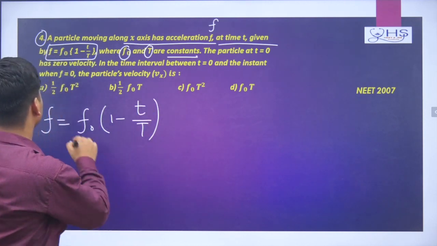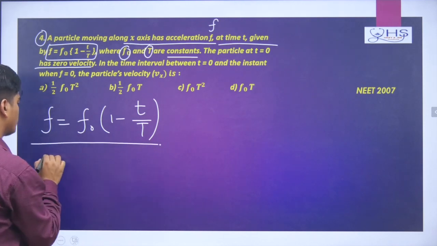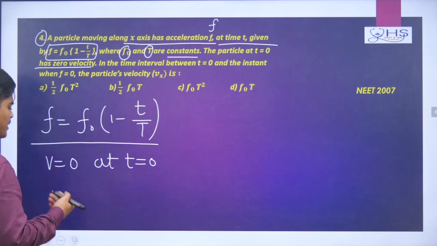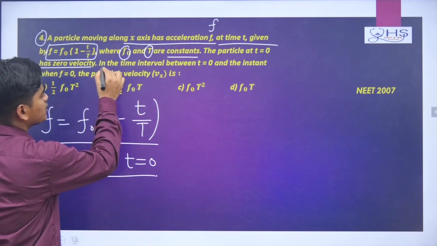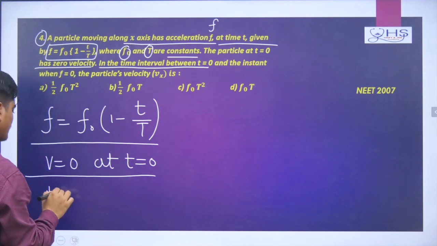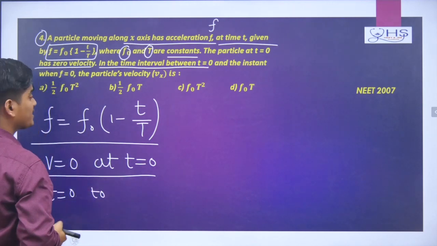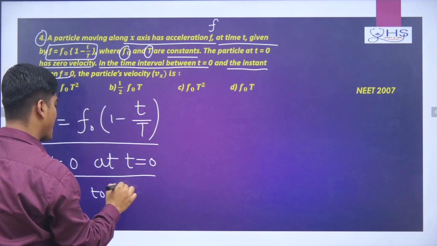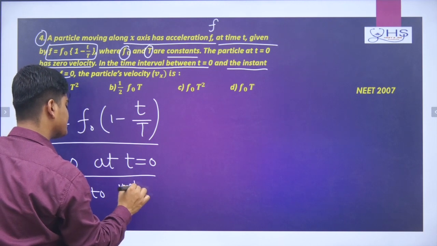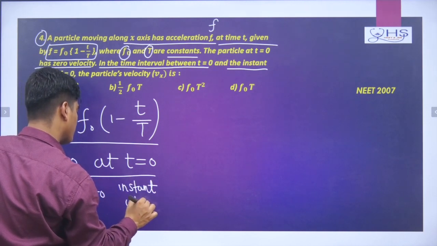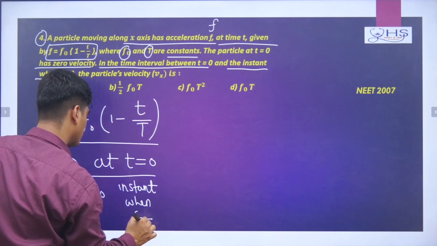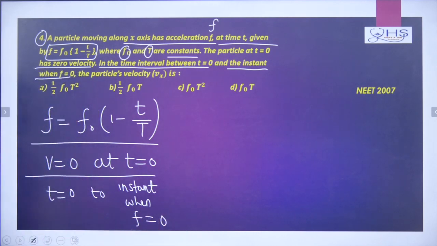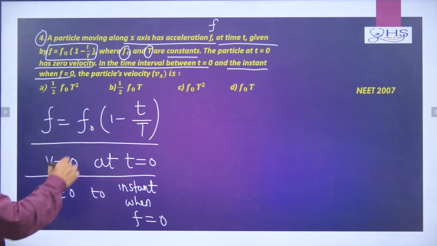Now the particle at t equal to 0 has 0 velocity. Again they are telling us v equal to 0 at t equal to 0. t equal to 0 means initial condition, so you can take the particle at rest. Now in the time interval from t equal to 0 to the instant when f equal to 0, they are telling you to find the instant, which is a time, when f equal to 0. In this instant you find the particle velocity.